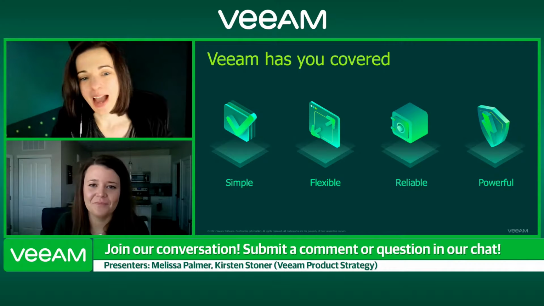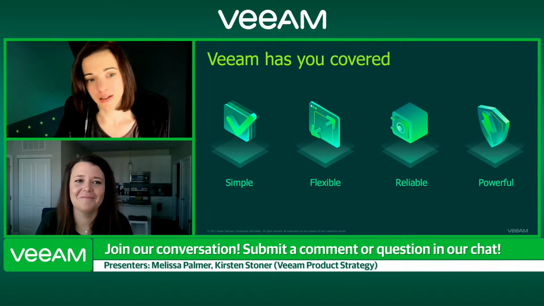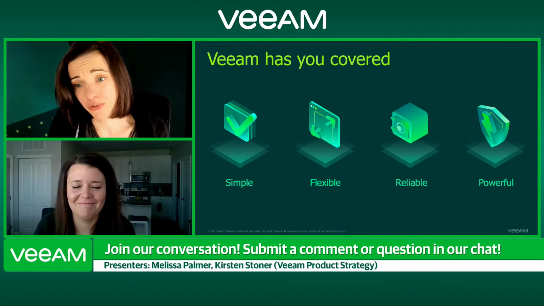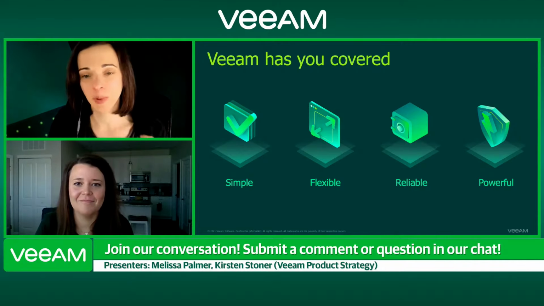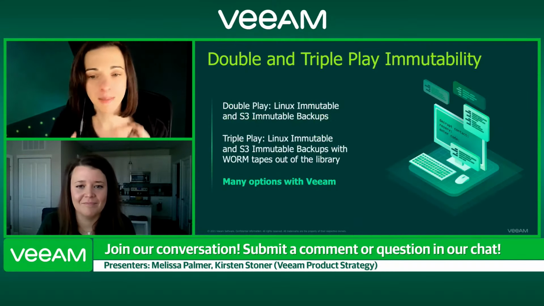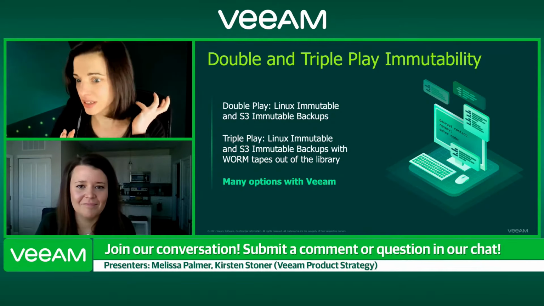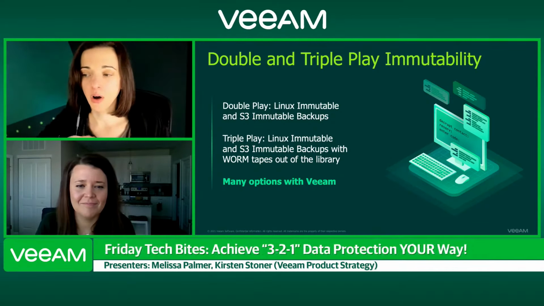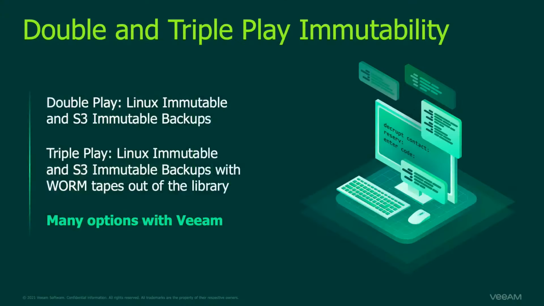So let's hit back to immutability real quick, because this is something that's really important. And this is also something that we've shamelessly stolen from Rick Vanover in one of his favorite talk tracks: double and triple play immutability, right? So let me give you a couple examples of how, when we're talking about those 3 copies of your data, you can really put immutability in at all different levels, like you saw in the scale-out backup repository slide. So double play immutability, this is one of my favorites, and I have a lot of customers actually doing this today.